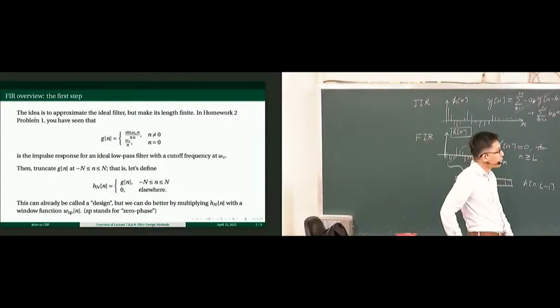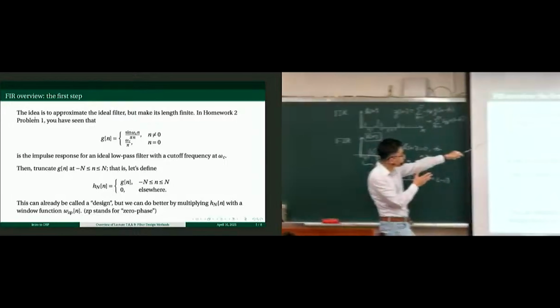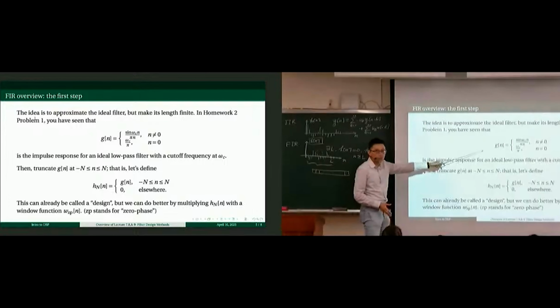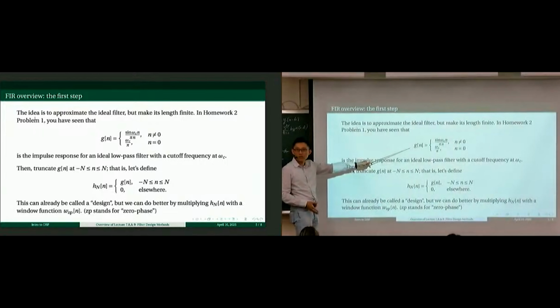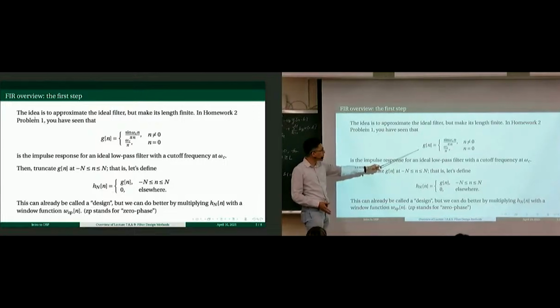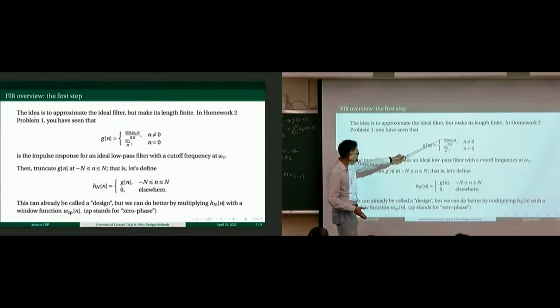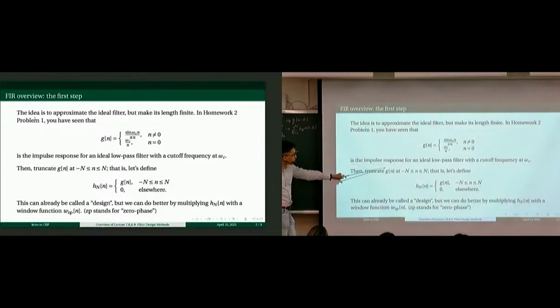For example, for this example in homework 2, if you recall, in problem 1 you have seen this impulse response, the sinc function. We've seen it all the time. The sinc function can be defined as sine of a cutoff frequency times n divided by pi n, when n is not 0, and we need to separately define what happens when n is 0, using L'Hopital's rule or else. So we have seen that this is the impulse response for an ideal low-pass filter with a cutoff frequency at exactly that.